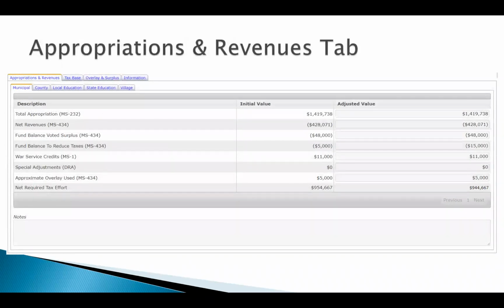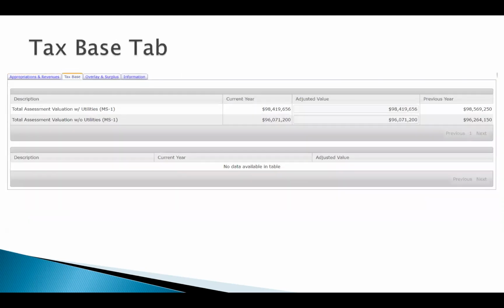So just kind of running through the tabs and the appropriations and revenue tabs, you have all your different sources of appropriations and revenues, and we'll take a look at that in the application as well. Your tax base tab, this is where you can see your valuation filed by your assessor. You can see your current and previous year values there.